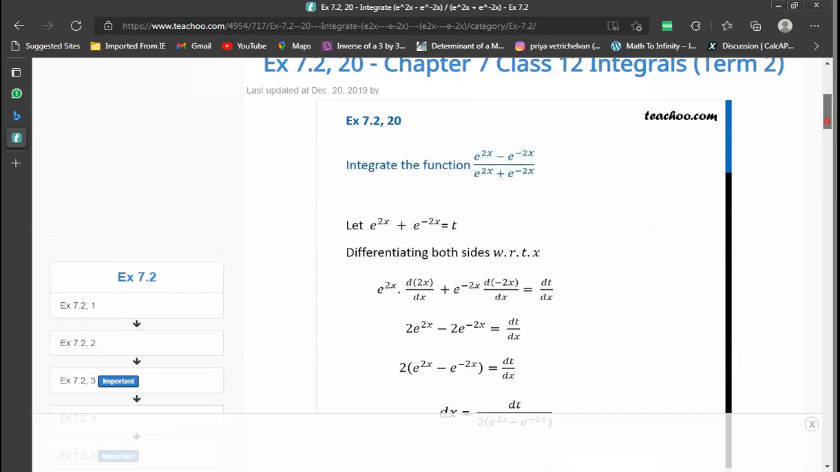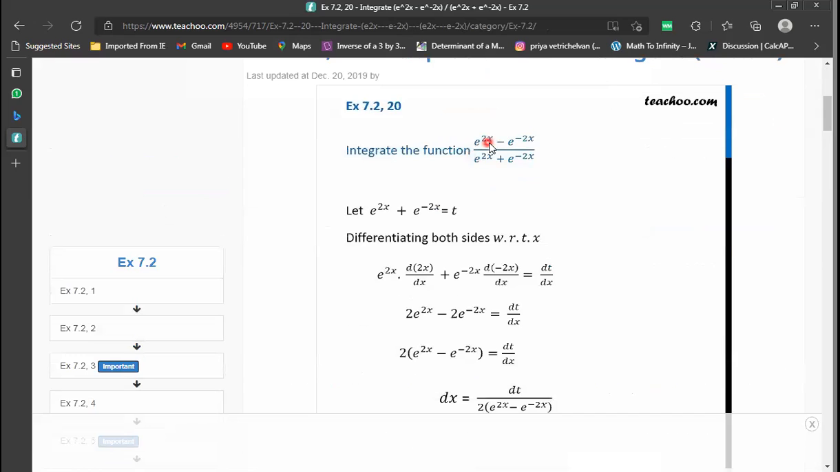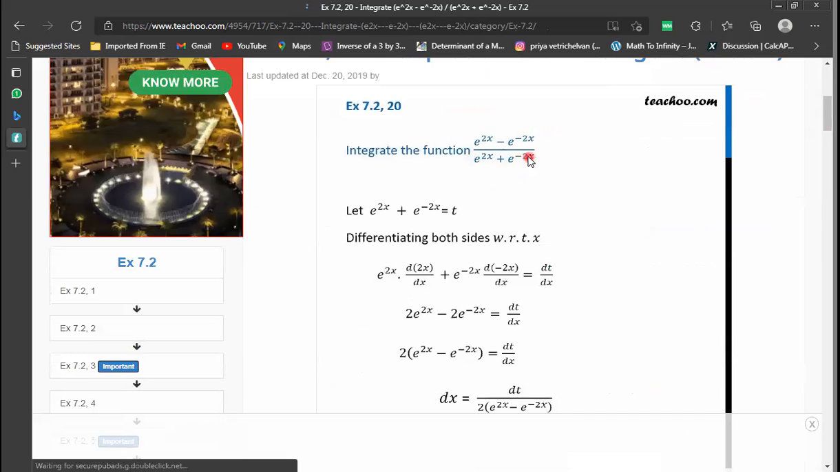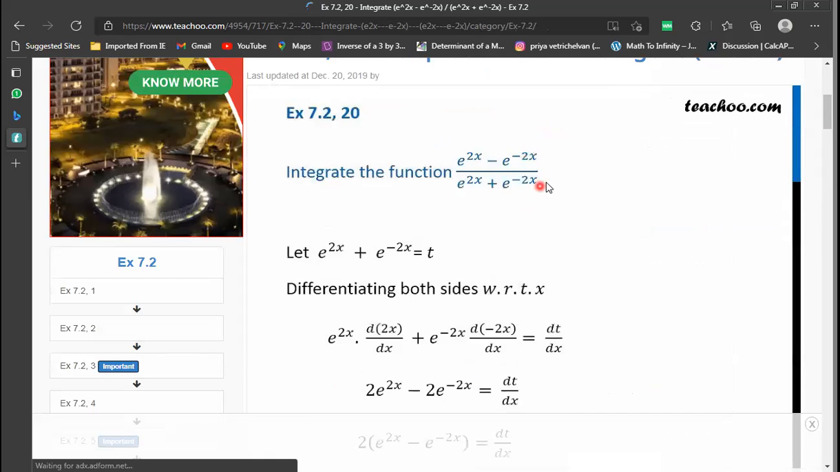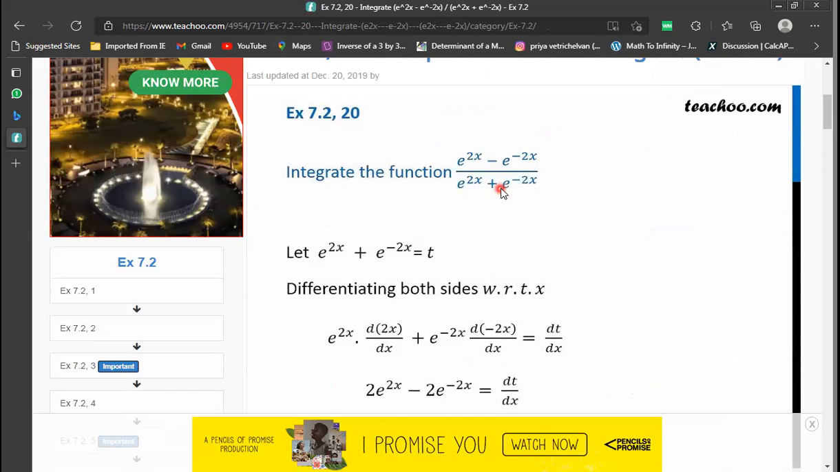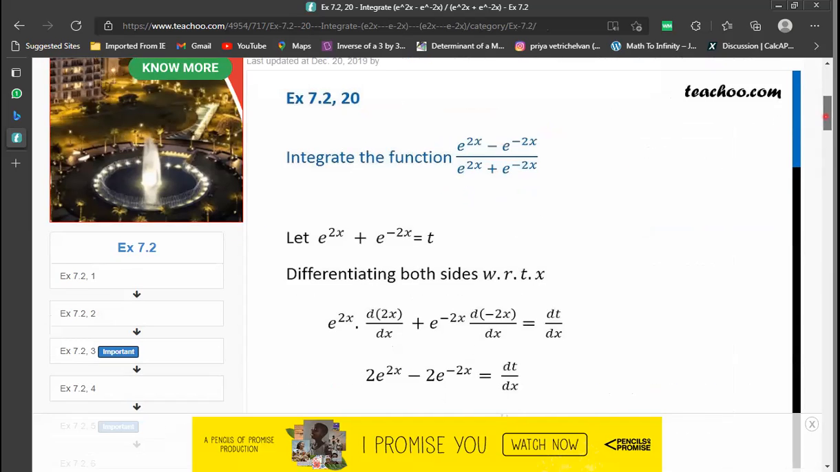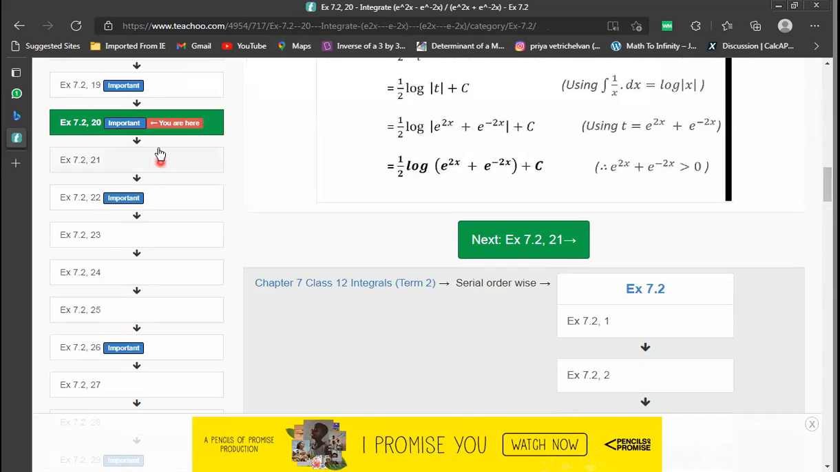This question is also the same kind of question. Here they directly gave you e power 2x minus e power minus 2x upon e power 2x plus e power minus 2x. You just take the denominator and assign it to a variable, then perform the substitution method and integrate. Same question. Done.